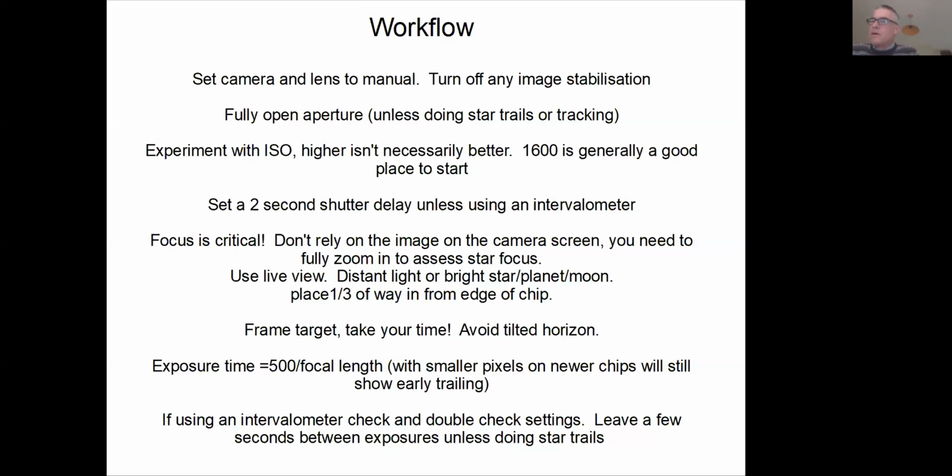The classic exposure time, so how long do you expose for? Generally, you want to expose for as long as you can without getting star trails. The old rule of thumb is 500 divided by the focal length of your lens. With the newer chips having ever smaller pixels, if you zoom right in, you will see star trailing using that formula.